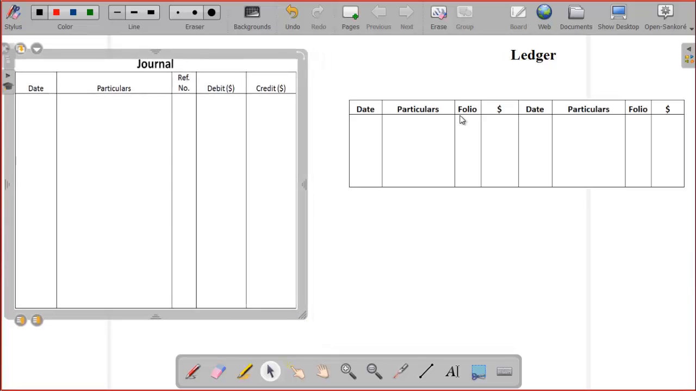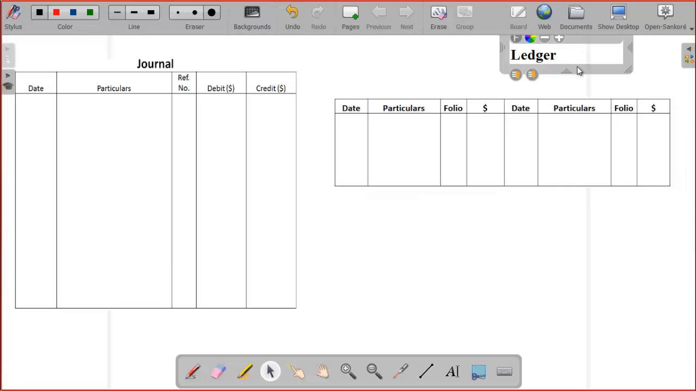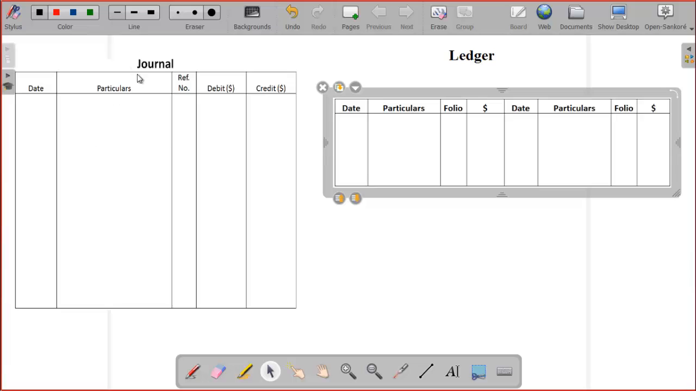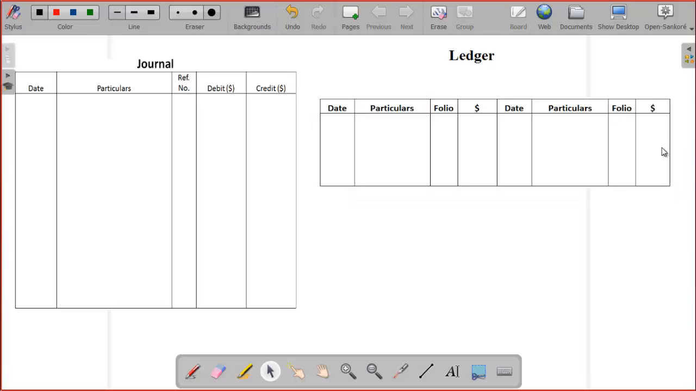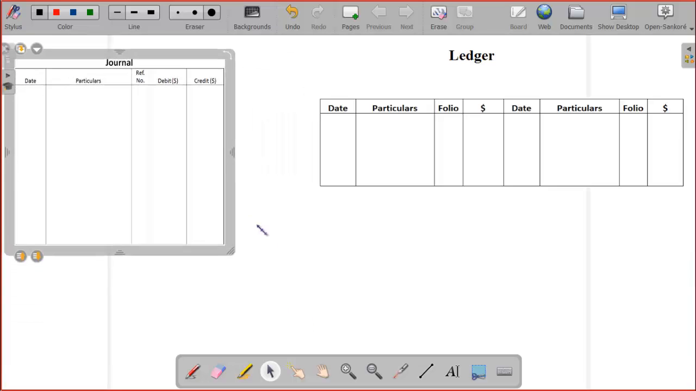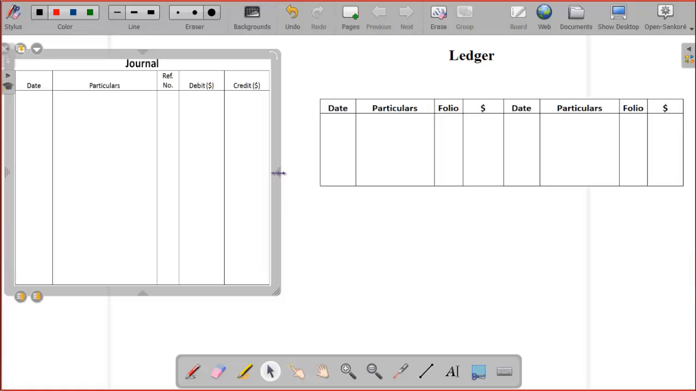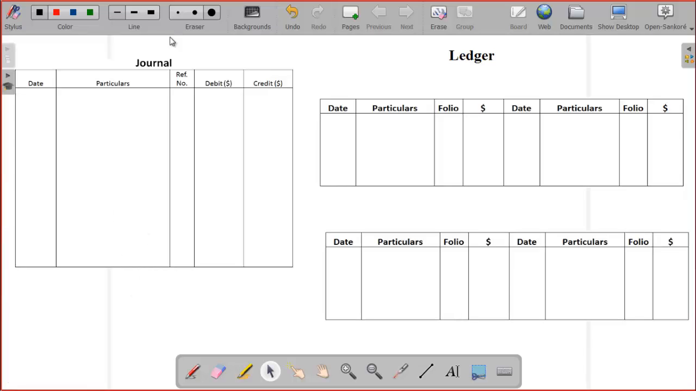Now see, let me adjust this. So this is the format of ledger. This is the format of journal. No, this one is the format of journal, and this is the format of ledger. Now see what we have to do in this ledger. Are you ready? Now see what we have to do. So this is the journal, the first book, and this is the ledger, the second book. Now see what we will do.